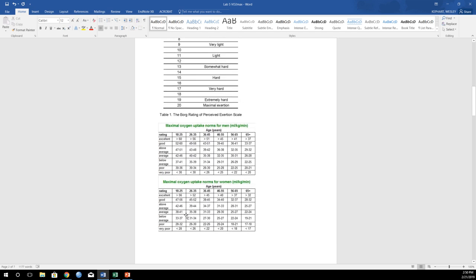Next here, there are VO2 max norms for both men and women, and all of these are in relative values. So you'll come back and look at this later to put people in an average, good, poor, whatever category.